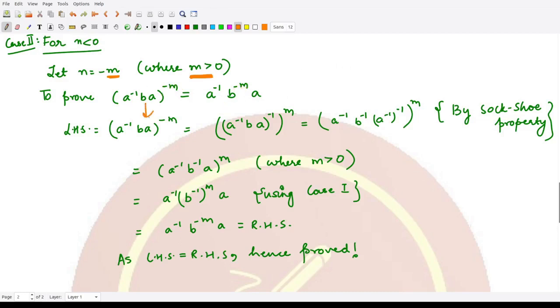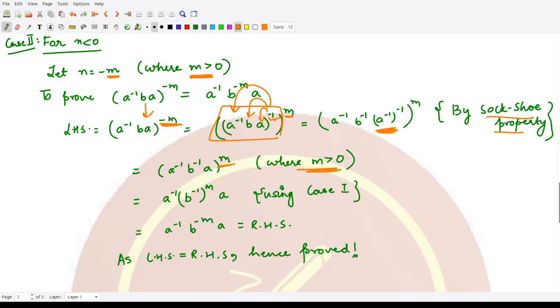So let's take the left hand side here. For the left hand side, you can write the power minus m as the power minus 1 into m, correct? And now onto this property, you can apply the Sock-Shoe property. So you can just reverse the order and then apply the power here. So it would be the inverse of A, the inverse of B, and the inverse of A inverse, right? Next, you can simplify this thing. What is A inverse inverse? It is just A, right? And m now is a positive quantity.